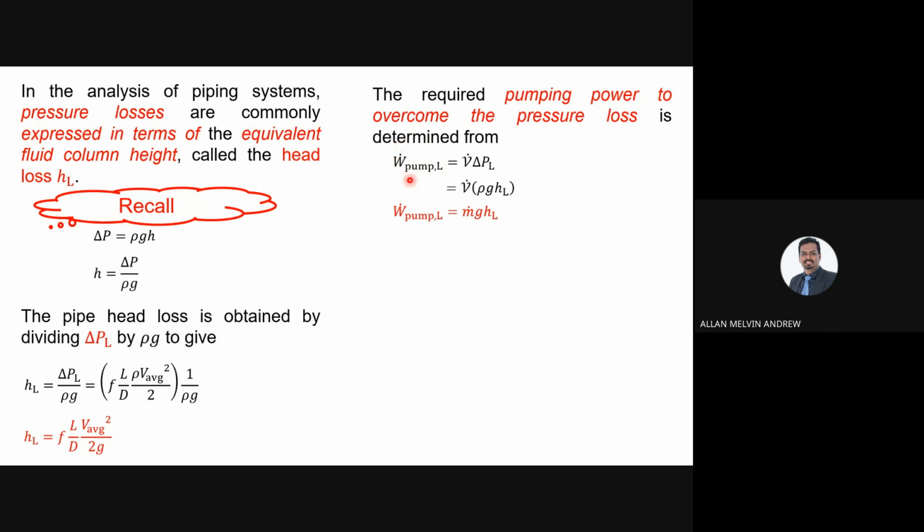So W is the power. V dot here, also W dot. W dot means if you have a dot, it is related to rate. So in 1 minute or 1 second, how much amount is transferred. V dot is the volume flow rate times the change in pressure loss.